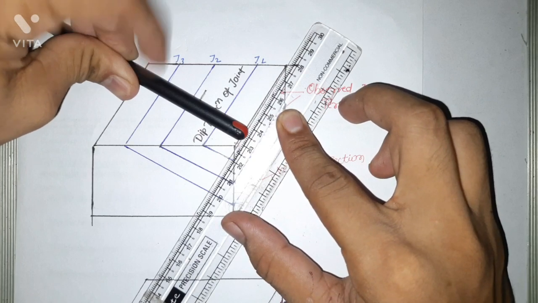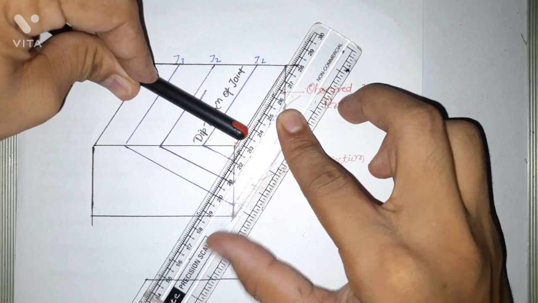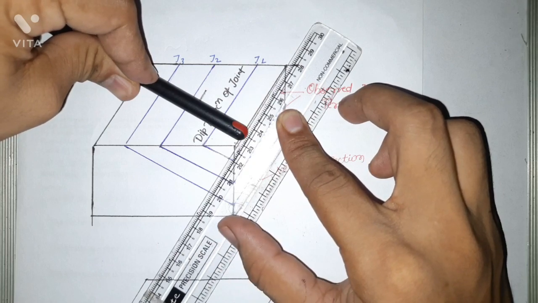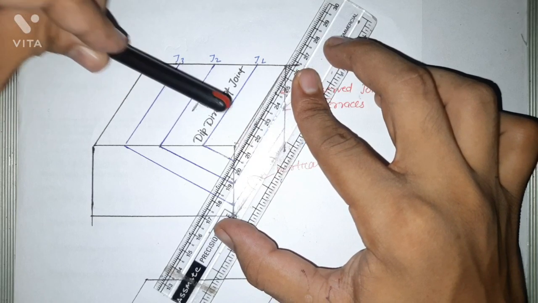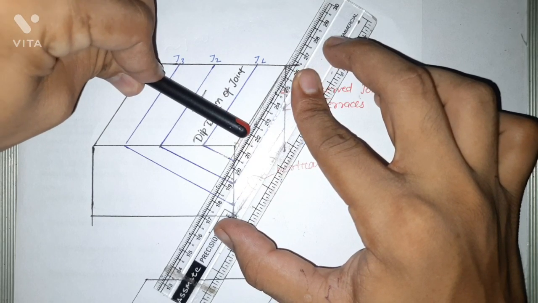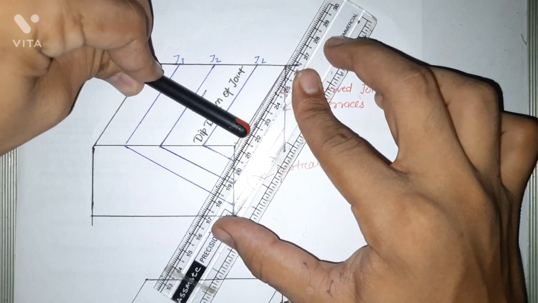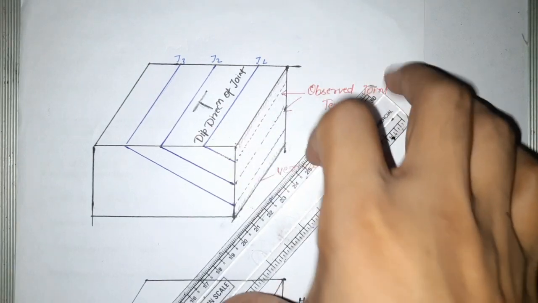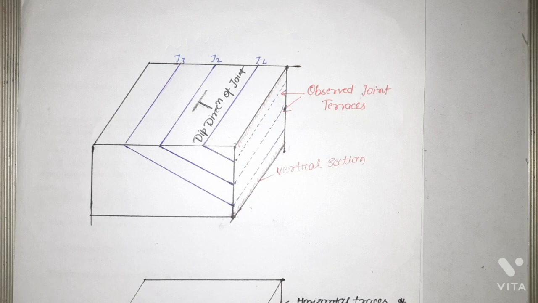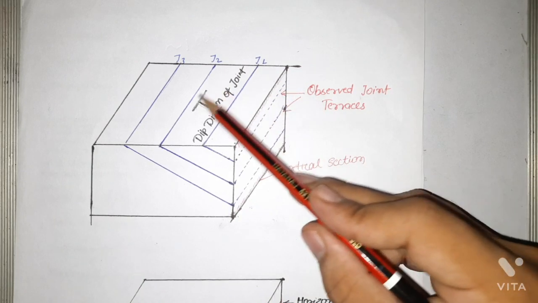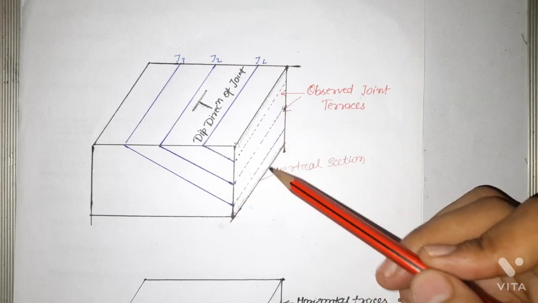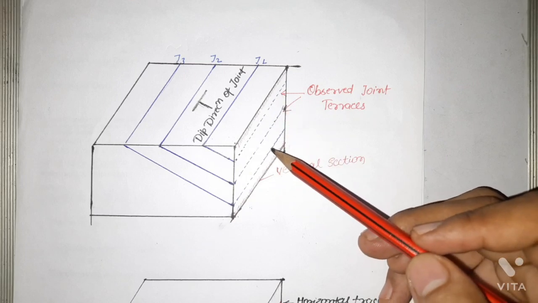This dip direction of joint is essentially perpendicular to the vertical section. If this is the vertical section we are considering, and this is the dip direction of the joint, then it is essentially perpendicular to the vertical section. So from here it is clear, or you can say this is the most appropriate condition, that if joint traces appear to be horizontal, it essentially means that the dip direction of joint is perpendicular to the vertical section. And this point contains the first option also.